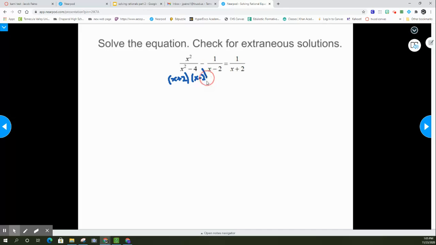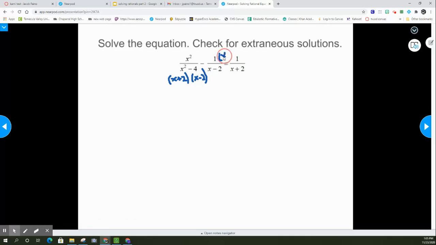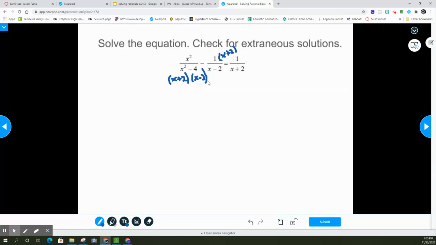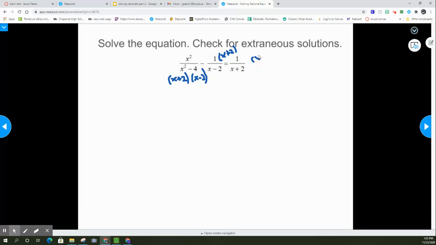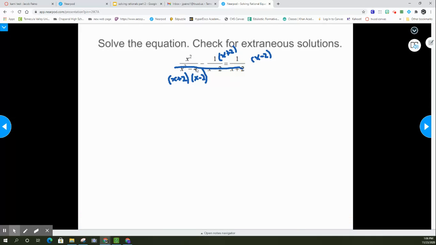All right, and then this one has an x minus 2, so it's missing an x plus 2. So I'm just going to multiply the top and bottom by x plus 2 on this one. And this one is missing an x minus 2, so this one I'm going to multiply by x minus 2. And again, you're doing it on top and bottom.